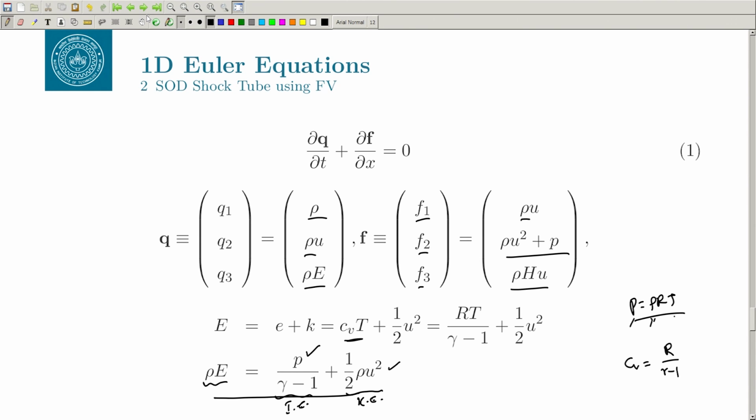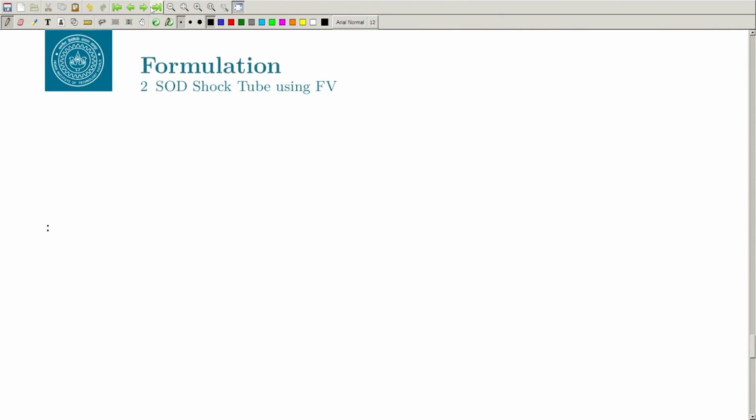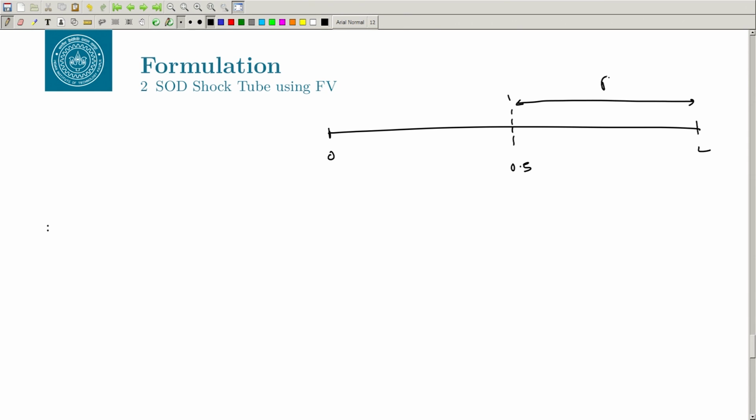And finally, we also saw how to calculate fluxes, right. So, if you have all these values, you can calculate fluxes easily. So, how are we going to solve it? We are going to make a grid like we always have been doing. We will consider a domain of 0 to 1. We will put the diaphragm at 0.5. On the right hand side, we will put the condition for the right, and on the left hand side we will put the condition for the left.